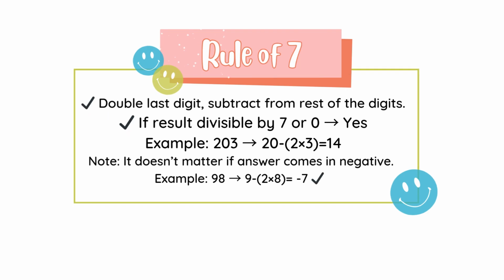A number is divisible by 7 if you double the last digit and subtract it from the remaining digits. If the result is divisible by 7, so is the number. For example, 203 becomes 20 minus 6 equals 14, which works. Note, it doesn't matter if the answer comes out negative. Example, 98: 9 minus 2 times 8 equals negative 7.